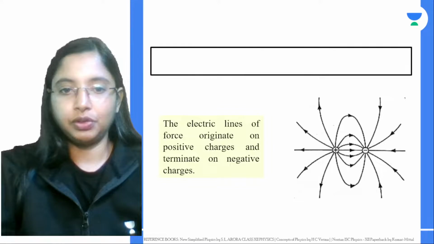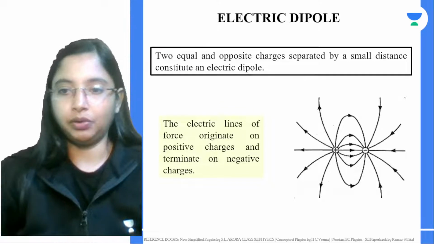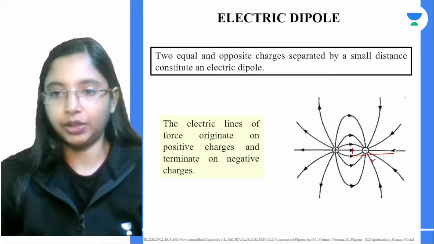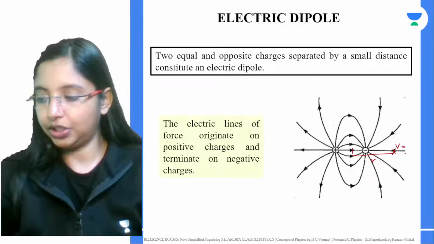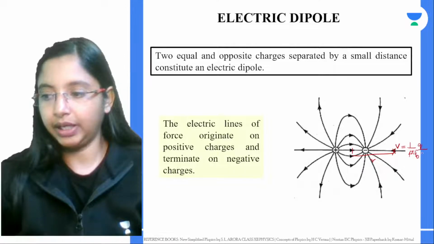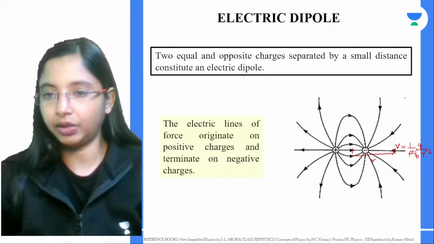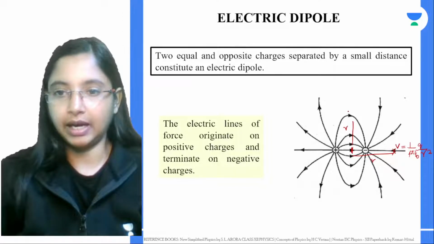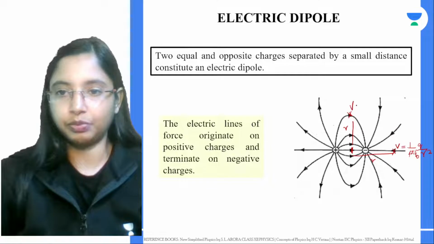So if you're looking at this dipole on the axial line, from the center, whatever distance R I go, if I calculate the potential at this point, it will be 1 by 4 pi epsilon naught Q by R square. But at the same distance R from the center on the equatorial line, the potential at this point will be 0.